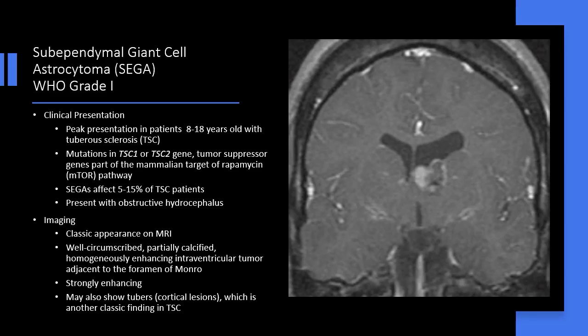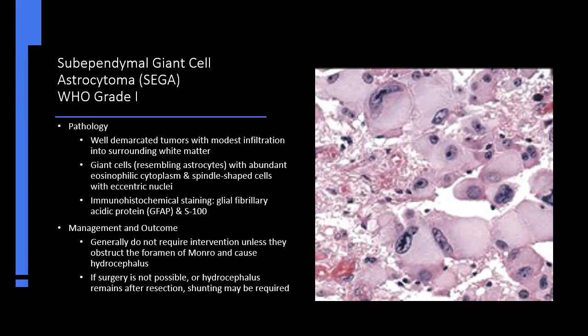Interestingly, patients with imaging findings of SEGA may also have cortical lesions called tubers, which are benign hamartomatous lesions and are classic findings in tuberous sclerosis patients. SEGAs receive their name from their periventricular location and their typical pathologic appearance, specifically the presence of giant cells that resemble astrocytes. They are typically well-demarcated tumors with modest infiltration into the surrounding white matter. However, they do expand into the ventricular cavity.